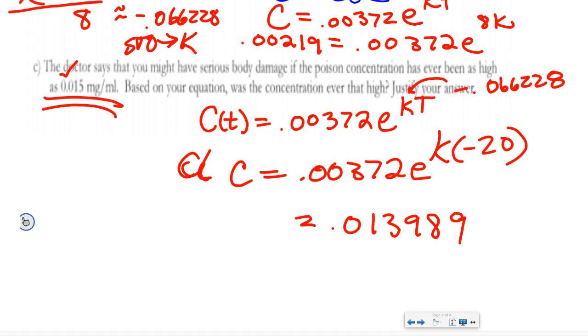So let's answer the question. Serious body damage if it was ever this high. Well, I was 0.013. And that would have been at its highest. That was at first inhale, 20 hours before I went to the doctor. So the answer to this would be no, but close, right?